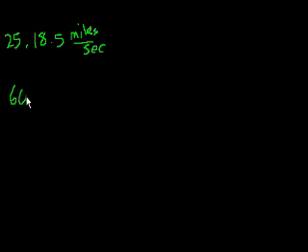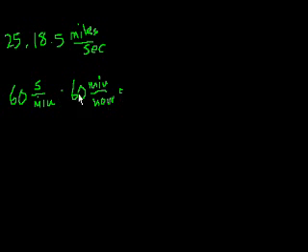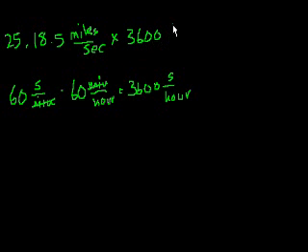So you have 60 seconds per minute, and then you have times 60 minutes per hour. So you get 60 times 60 is 3,600. And the units work out too: minutes in the denominator, minutes in the numerator. So you get 3,600 seconds per hour. So at 18.5 miles per second, you're going to go 3,600 times as far in an hour. So let's multiply that times 3,600 seconds per hour, and you'll get whatever this number is.